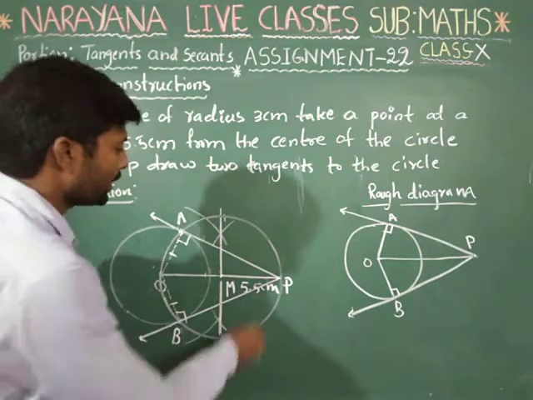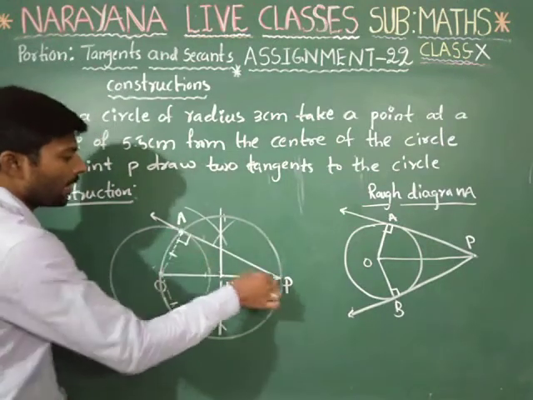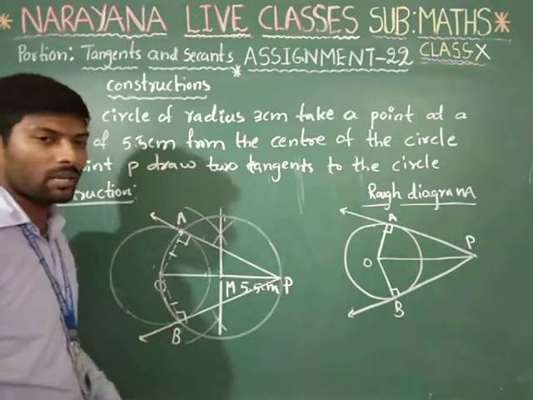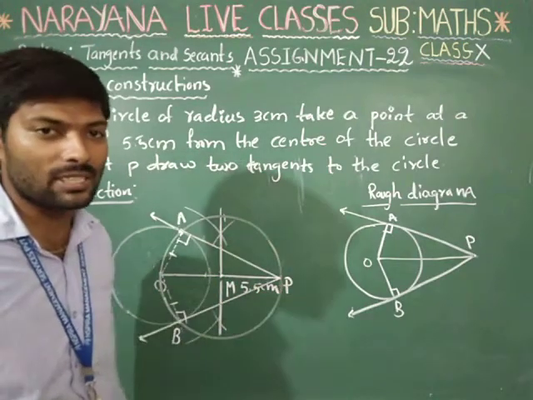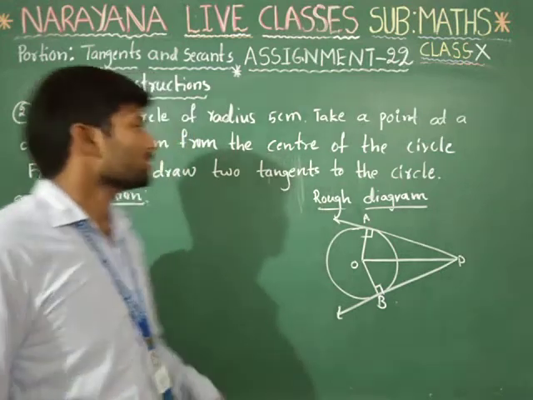In the last you can write, join point P to A and point P to B to form two tangents. These two tangents are our required two tangents. Let us see the second question.